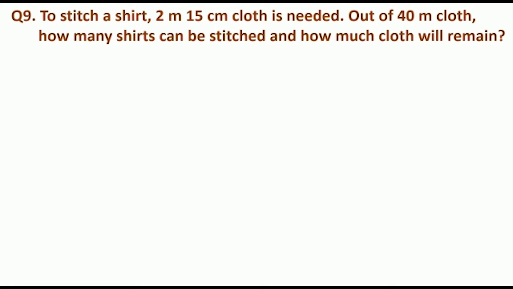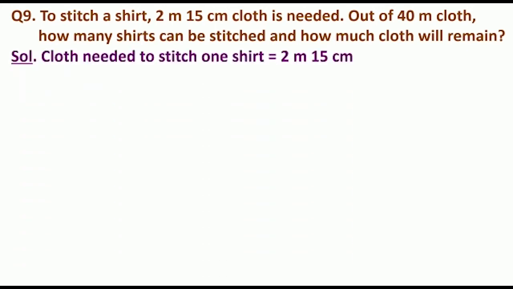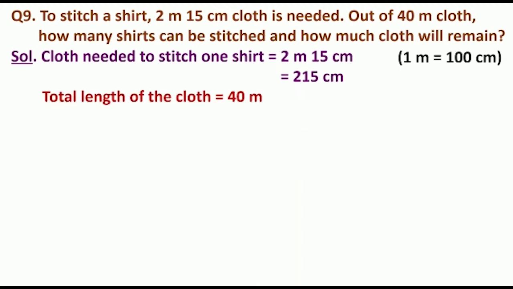Okay, so here in this question, cloth needed to stitch one shirt is given, that is 2 meter 15 centimeters. So first we need to convert this into centimeters. Okay, so as we know that 1 meter equals 100 centimeters, so this 2 meter 15 centimeter will be equal to 215 centimeter, and the total length of the cloth is given, that is 40 meters.